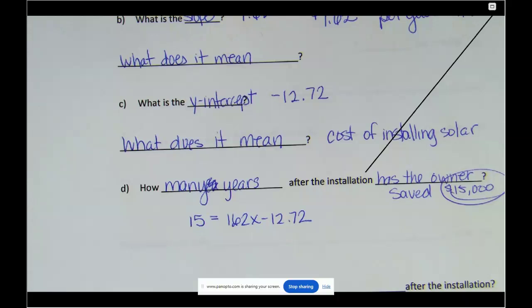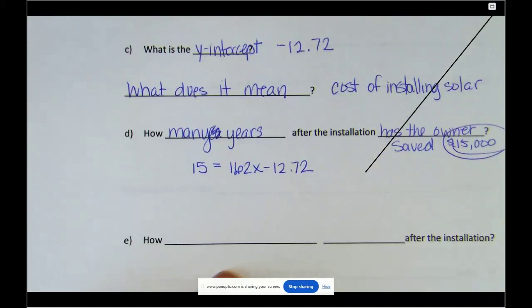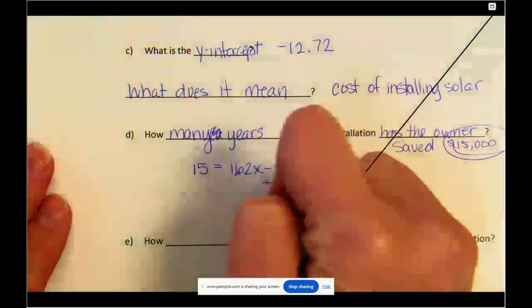What's your first step? Gotta get x by itself. So what's your first step? Subtract. What's our first step after we write our equation? To subtract 12.72 or add 12.72 to both sides.